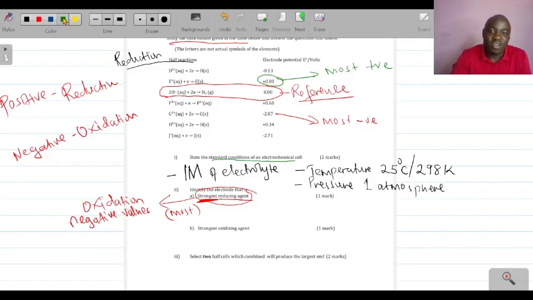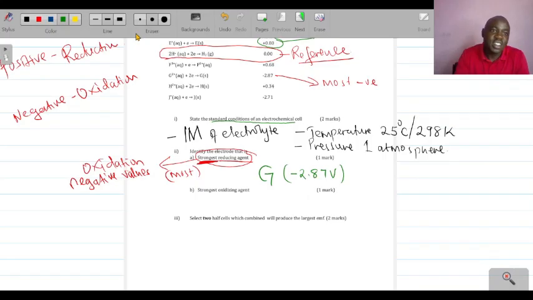Then from the look of things, that makes G. So we can now conclude G with negative 2.87 volts. It is the strongest reducing agent, and that becomes our answer.